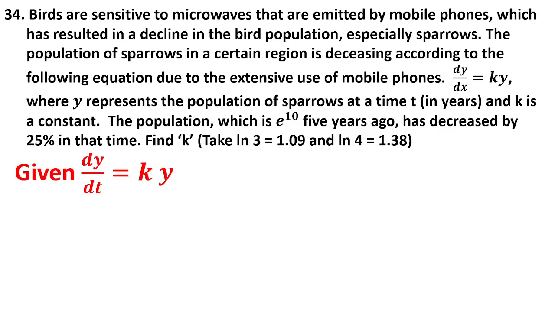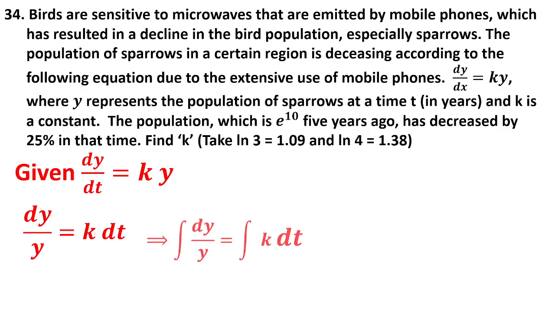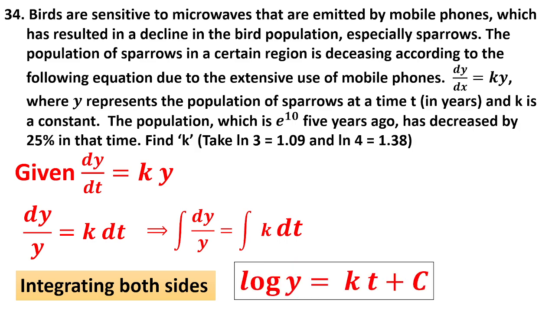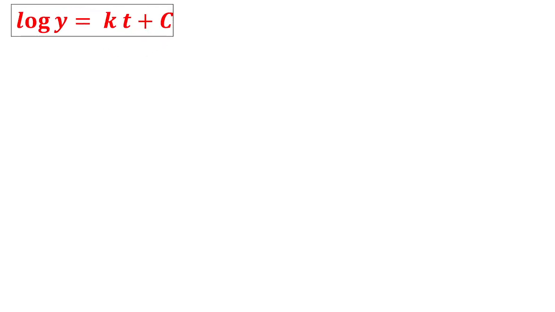Let us see. dy by dx is equal to ky, dy by dt is equal to ky. Now you know how to do the variable separable. Integral dy by y is equal to integral k into dt. Now we are integrating both sides. Log y is equal to kt plus c. Now we have to get the value of k and c.